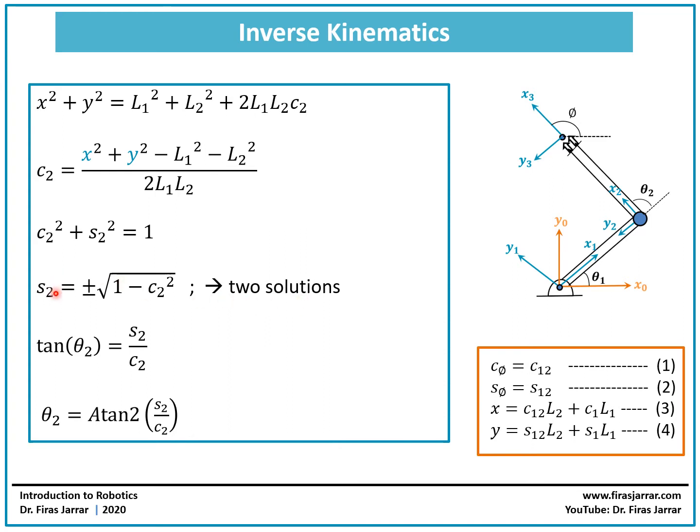Now, here we found the value of cosine theta 2. So this is a known value. So at this point we know sine theta 2.